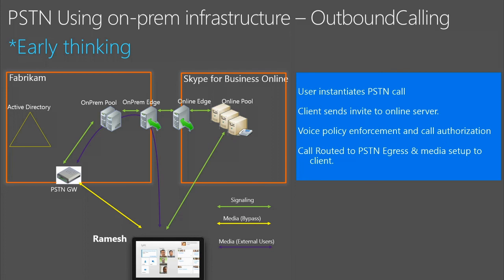Yeah. So the question is, where would the mediation server be placed? We think the mediation server has to be somewhere on premise, because Ramesh's user pool is used for signaling. So the call is going to land on premise, and the call is going to go outbound from on premise.